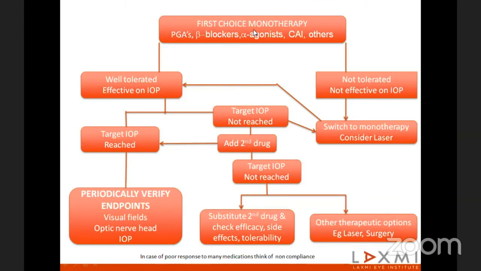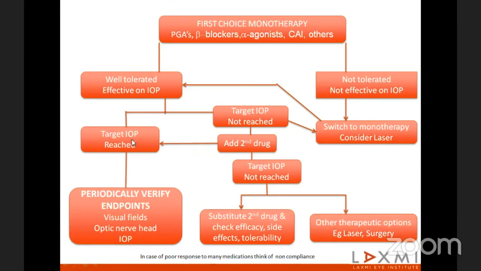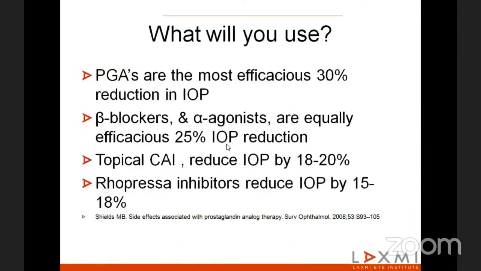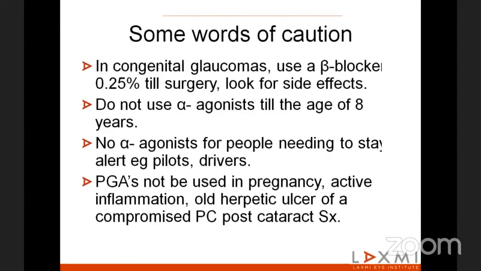Once you have started your monotherapy, look at its effectiveness on intraocular pressure, look whether the target is reached or not reached, and then verify your endpoints. If not, you might have to use another drug and see whether the same thing is identified. Prostaglandins are the most efficacious, beta blockers are equally efficacious but reduce it only by 25%, and topical CAIs and Rho kinase inhibitors can only be used as adjuvants. Almost all prostaglandins are the same.